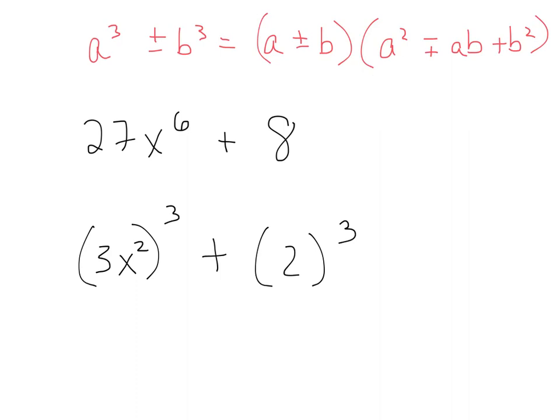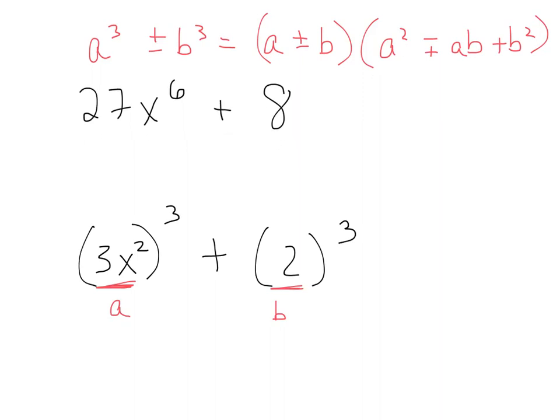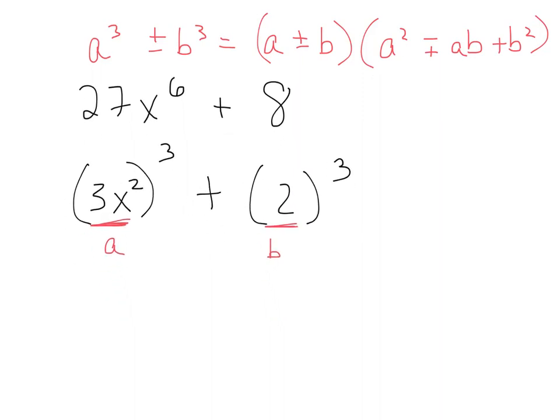3 cubed gives you the 27. So isn't this true, what we just wrote? Therefore, this is A, and this is B. You are really writing this in A cubed plus B cubed form. So A is 3x squared. B is 2. So literally take that and plug it in to that factored form on the top right over there. So take this value of A and plug it in here, here, and here. Take this value, which is B, and plug it in here, here, and here.